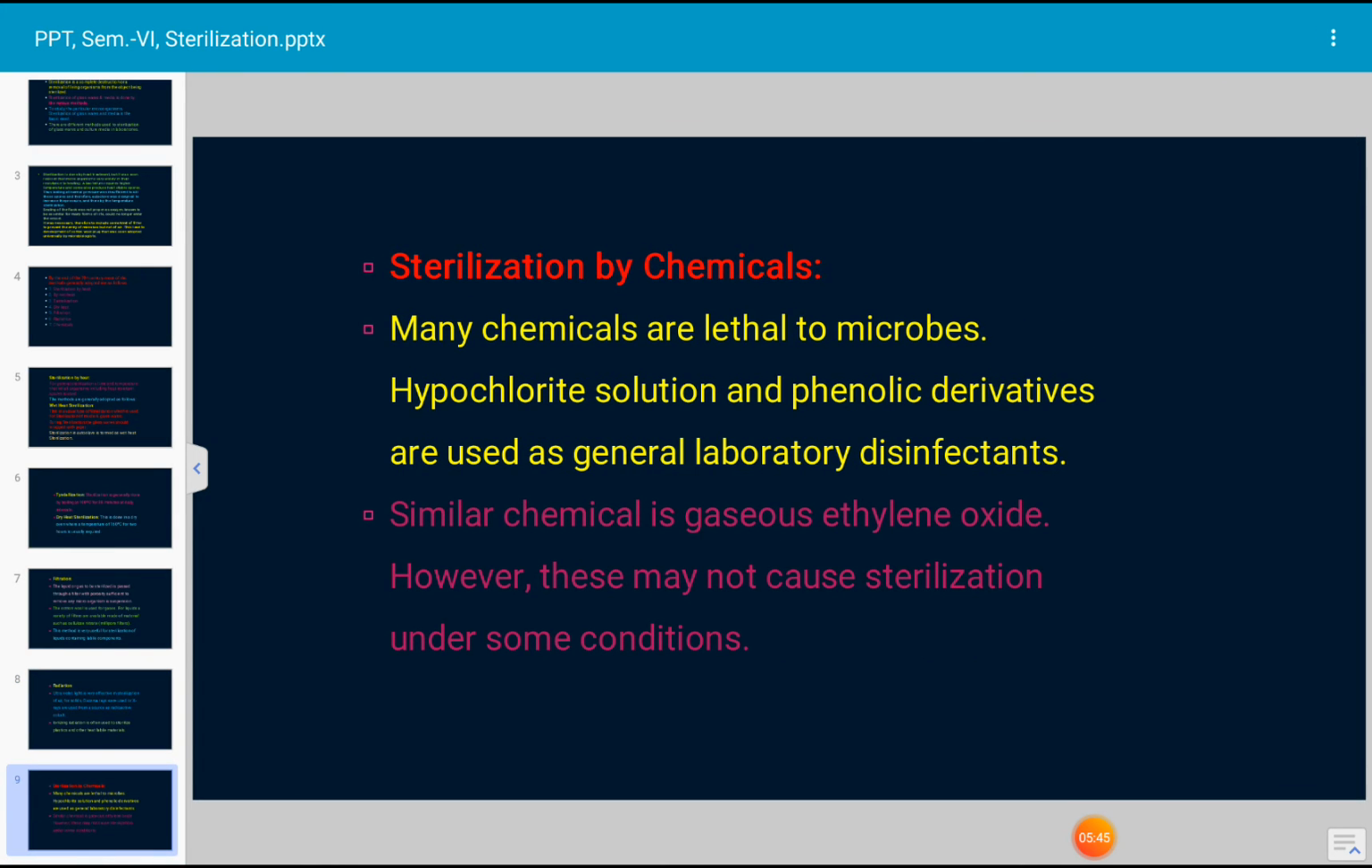Sterilization by chemicals. Many chemicals are lethal to microbes. Hypochlorite solution and phenolic derivatives are used as general laboratory disinfectants. A similar chemical is gaseous ethylene oxide. However, these may not cause sterilization under some conditions. In this way, several chemicals are also used for sterilization purposes.